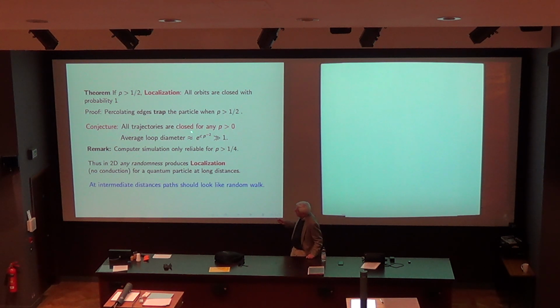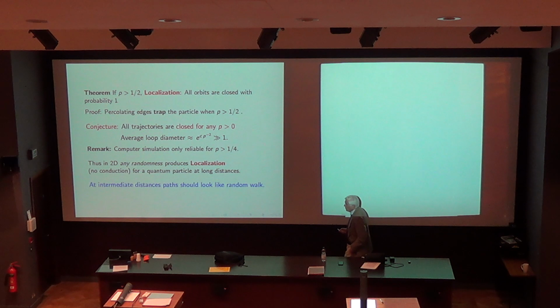I've been told it's very hard to check this, but there's interesting theory that tells you the average loop diameter, and these are things that theory can tell you that your computer cannot, because the computer isn't big enough when p gets, let's say, to be a third or a tenth or something small. It's just that the lengths are too long. So this is an interesting problem.